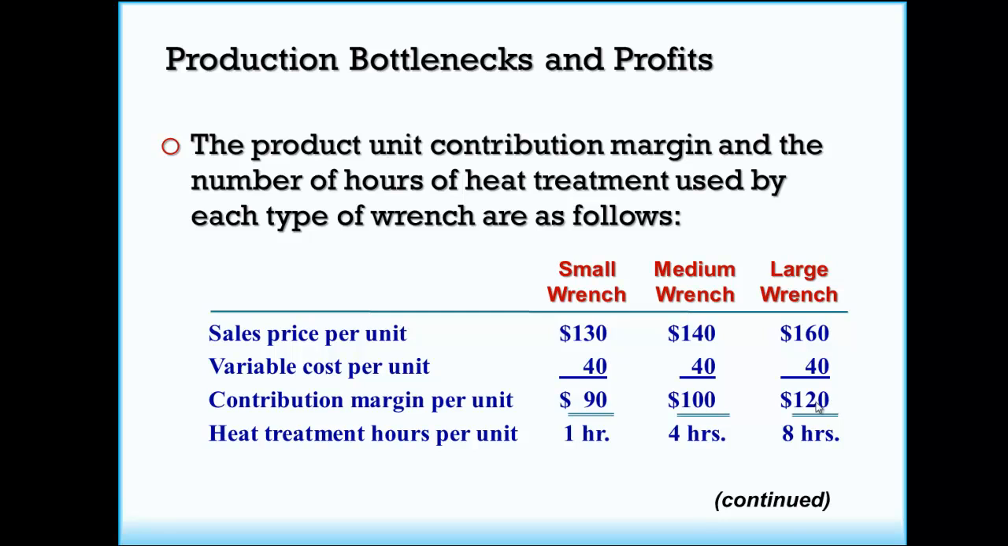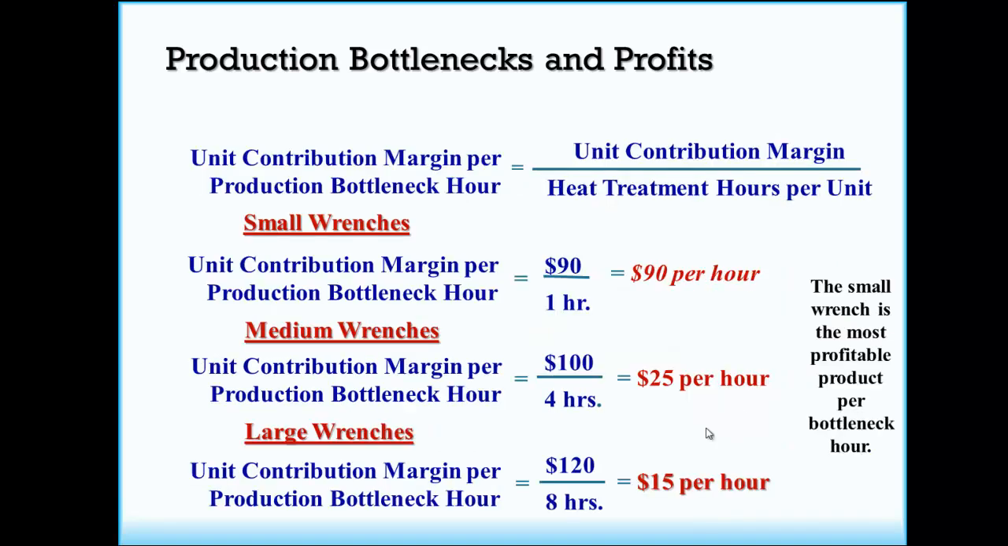But we have to take into consideration how much time it's spending in this bottleneck area. This one does yield the largest contribution margin per unit, but it takes the most time. So when we further analyze it, when we take the contribution margin per unit and divide it by the amount of time spent in the bottleneck, we can see here that we're getting $90 per hour of contribution margin out of the small wrenches, $25 for the medium wrenches, and $15 per hour for the large wrench. Alright, so we only have so much time. We're at full capacity.